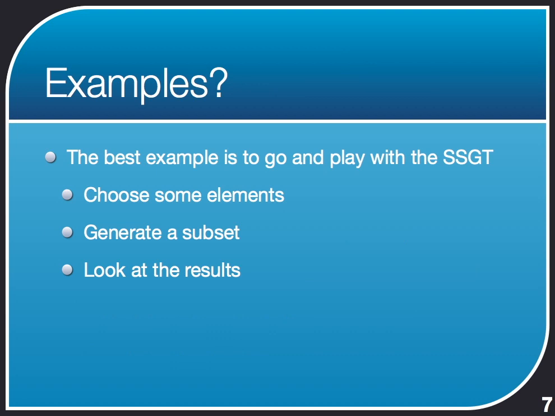So examples of using the SSGT and looking at subsets? Well, frankly, the best example is to go and play with the darn thing. Seriously, pause the video, go find the SSGT via NIEM.gov and play with it. Choose some elements, generate a subset, look at the results, go back in, add a few more. There's really no substitute for actually playing around with it for a while and seeing what you get.